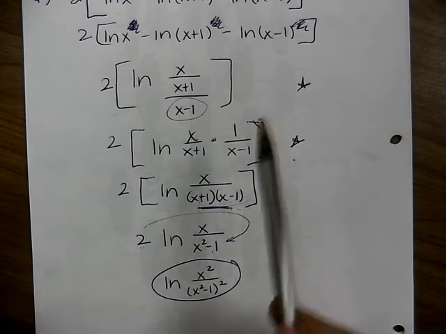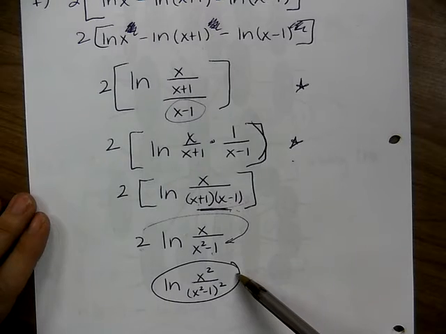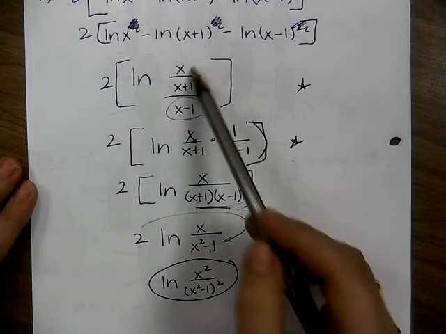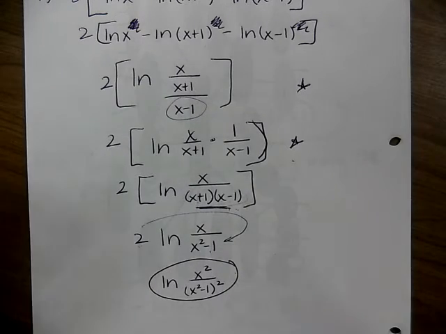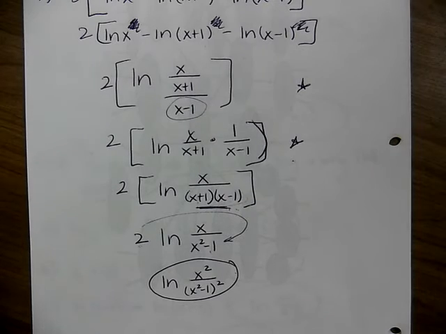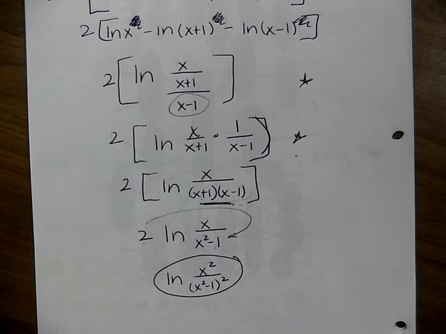Some of you are going to be able to go from here to here in one step, okay? Some of you might have to write out every single one of these steps. It just depends on how you see it, okay? So you just take your time and follow the properties, all right?